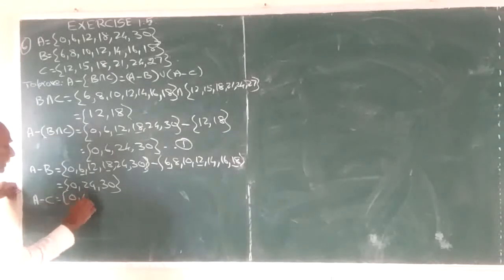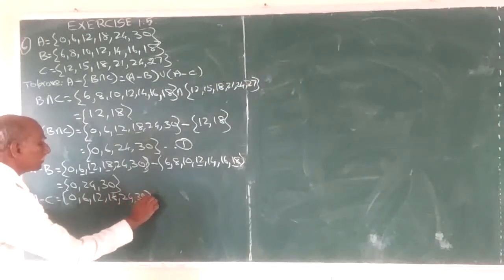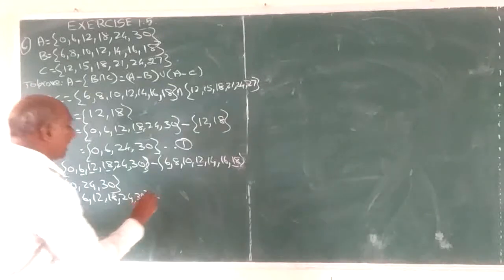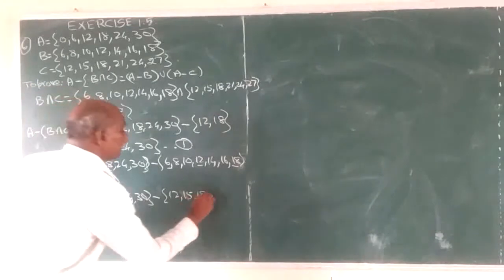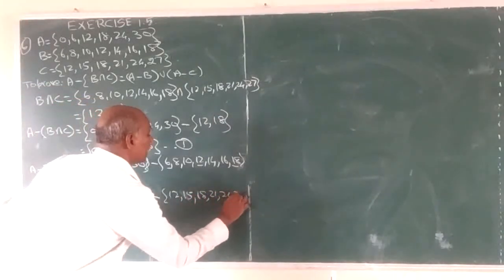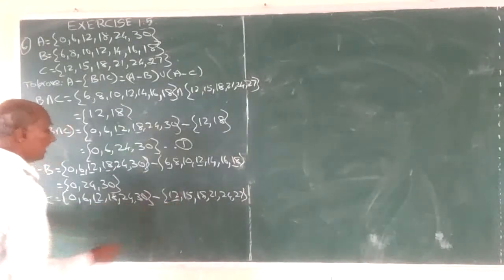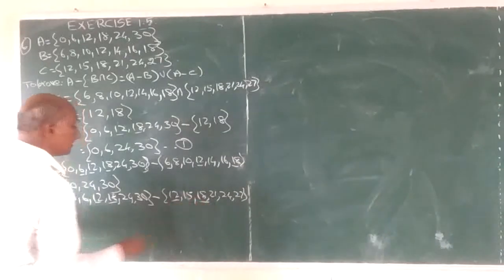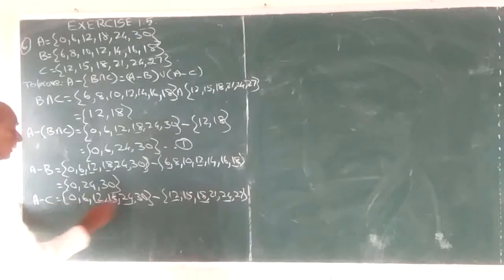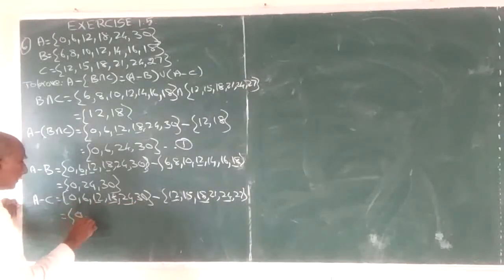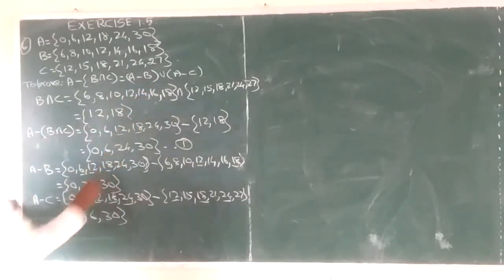Next, A difference C. Again A is 0, 6, 12, 18, 24, 30. What is C? 12, 15, 18, 21, 24 and 27. Find the difference. 12 is there, then 18 is also there, 24 is also there. The remaining numbers are 0, 6 and 30.